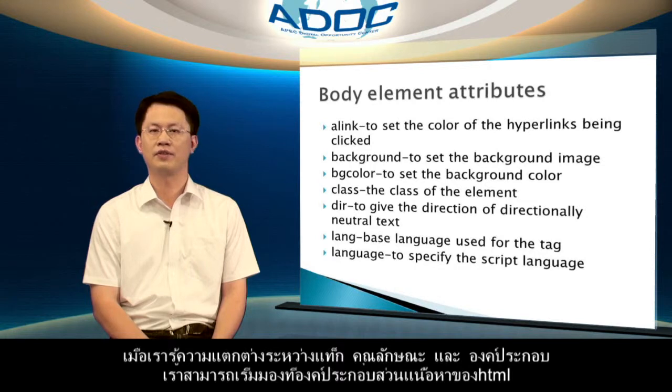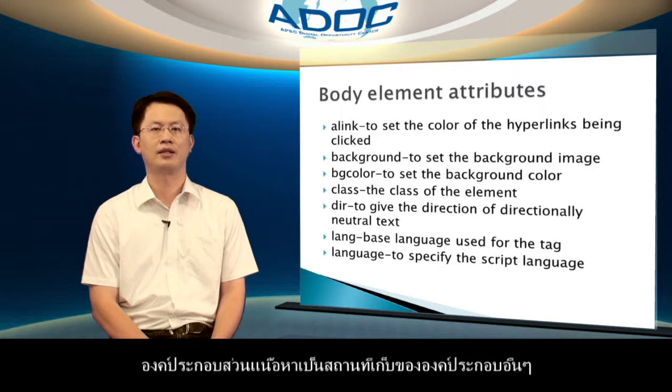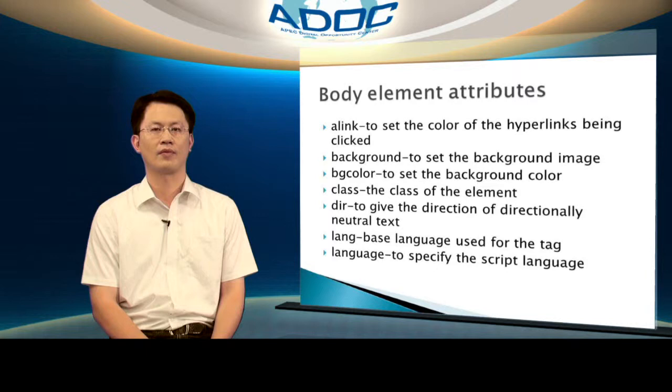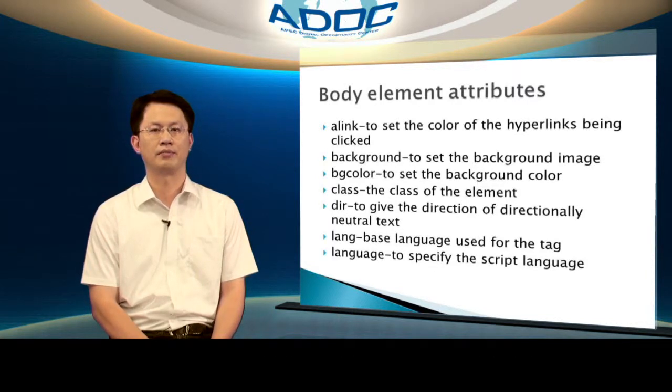And once we know the differences between tags, attributes, and elements, we can start to look at HTML body elements. The body element contains the text, images, and multimedia that appear in your web page. The body element is the container of other elements that define different types of content and the way they appear on the web page. Here is the list of popular body element attributes.